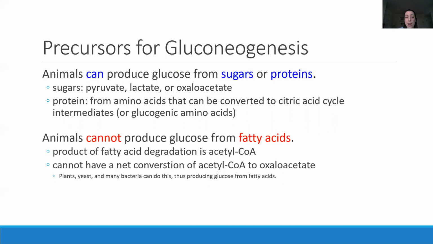The product of fats is instead acetyl CoA, and they cannot have a net conversion of acetyl CoA to oxaloacetate. So, oxaloacetate on its own can be used, but we cannot do this conversion of fatty acids to oxaloacetate to be used during gluconeogenesis. Now, other cells, plants, yeasts, and other bacteria actually can take fats and then turn it directly into glucose.